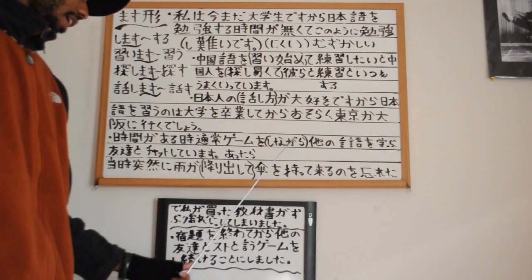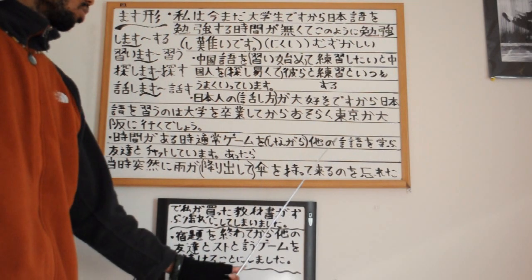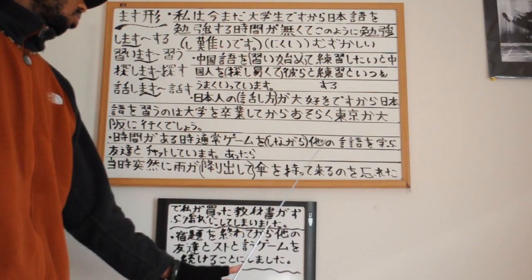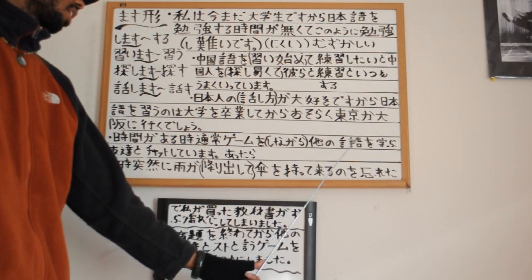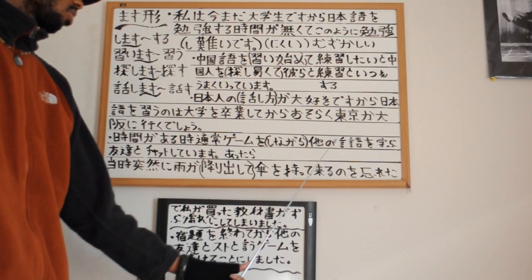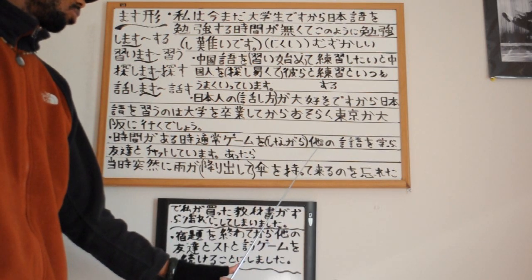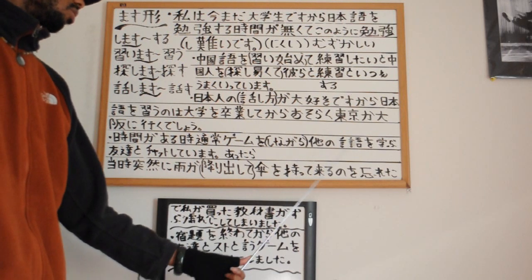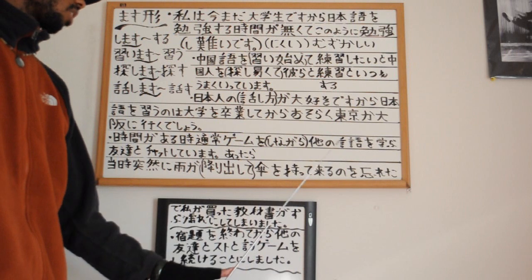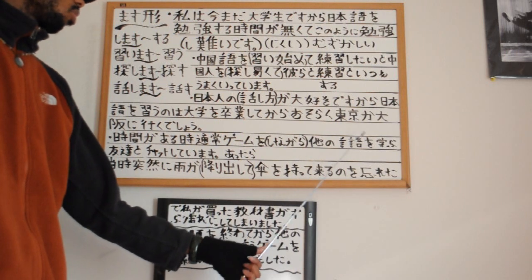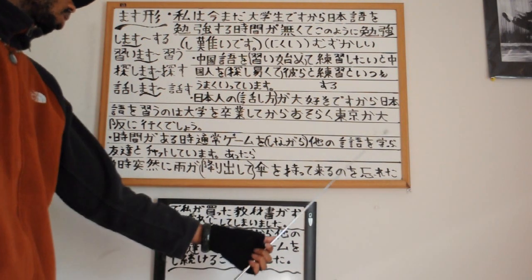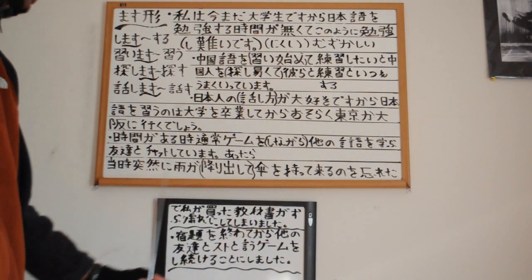So, game o shinagara, while playing the game, hoka no gengo o manabu tomodachi to. So, with other friends, hoka no gengo. That's other languages. And when you use hoka, remember you have to add the no because it's going to be for nouns. So hoka no gengo o manabu. Manabu means to learn.